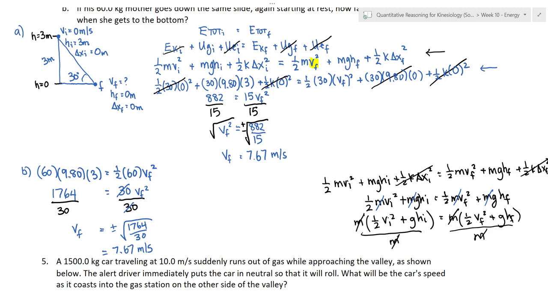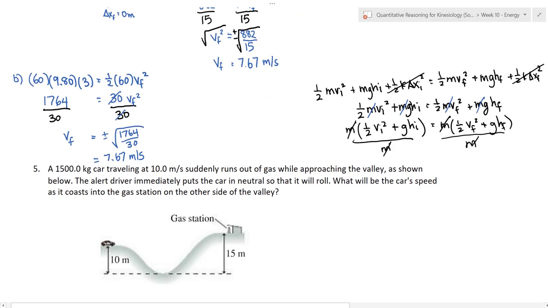Sometimes you'll find that the mass is not even given to you in a question, and that's because you technically don't even need it. You could just cancel out the masses and not even plug in a value for it. So if you get a question that doesn't have mass in it, don't worry about it. It just means mass will cancel out, so you won't need that value. All right, so let's move on to question 5.